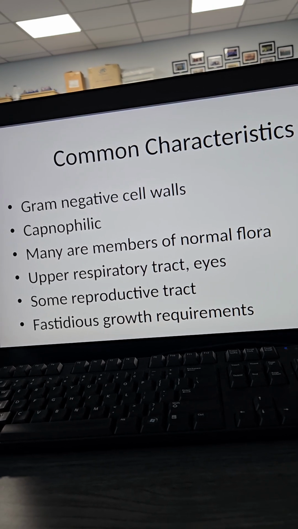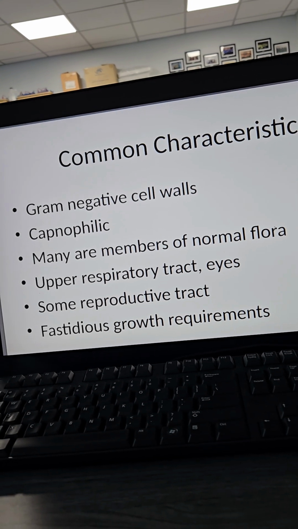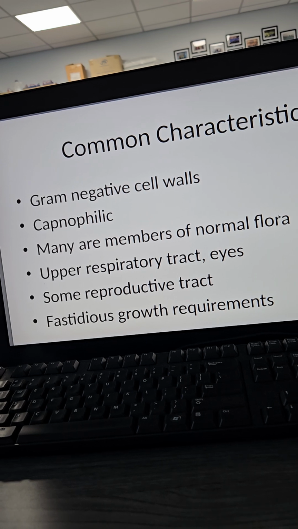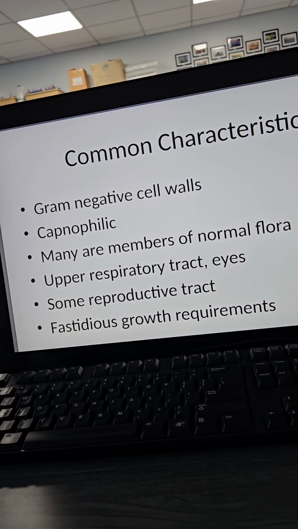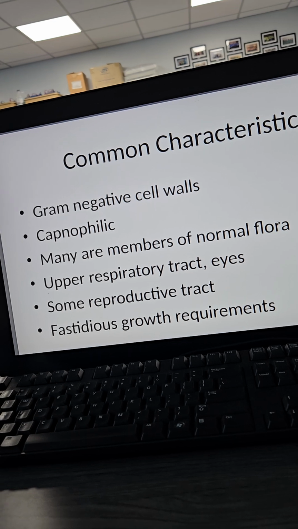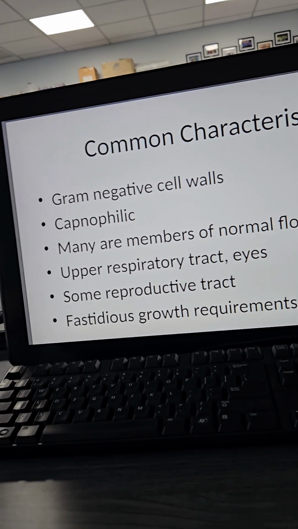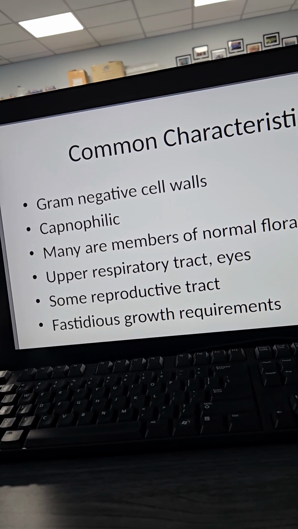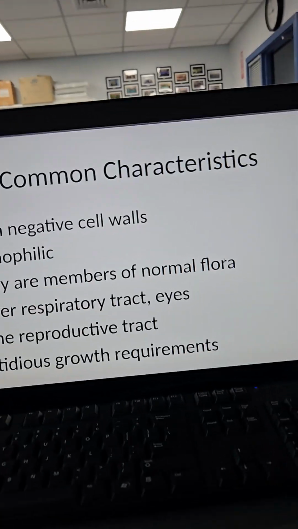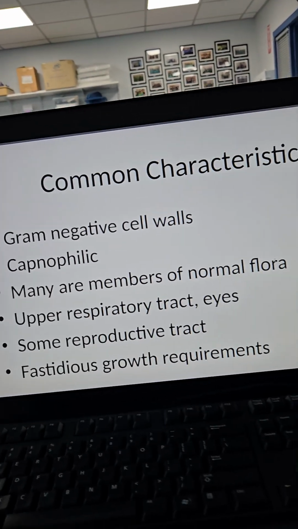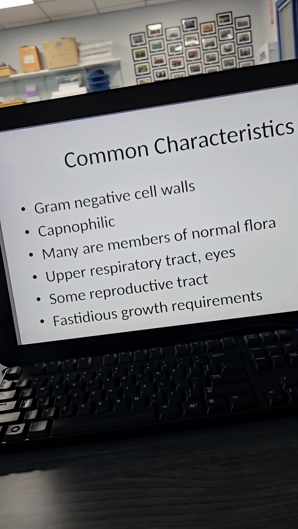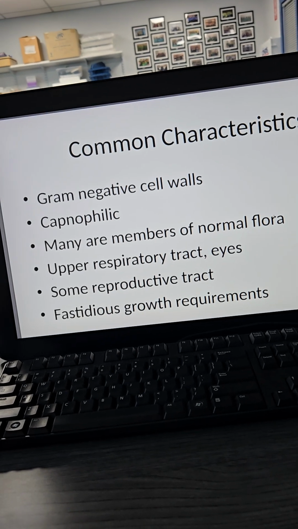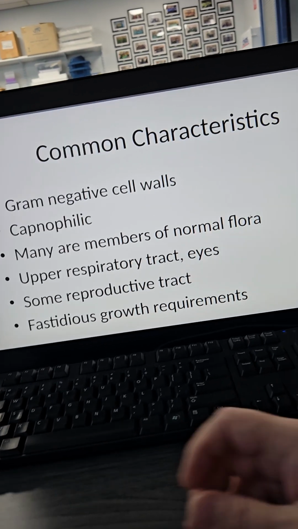It's crazy. But these things can be pathogenic in the upper respiratory tract. Some of them can be pathogenic in the reproductive tract. But they do have some very fastidious growth requirements between the two groups. That's why we always include chocolate agar if we need to be looking out for Neisseria or Haemophilus.